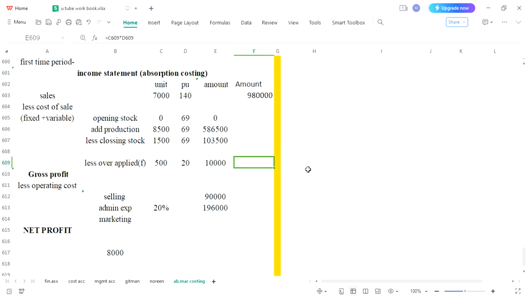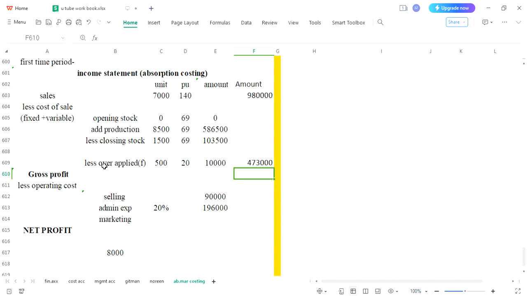Okay, let's calculate our cost of sale first. Now please focus upon these signs. First thing, opening stock, and then you need to add your production cost. Then you need to subtract your closing stock, and again less because of overproduction, minus 10,000. So in this way total cost of sales has been arrived.